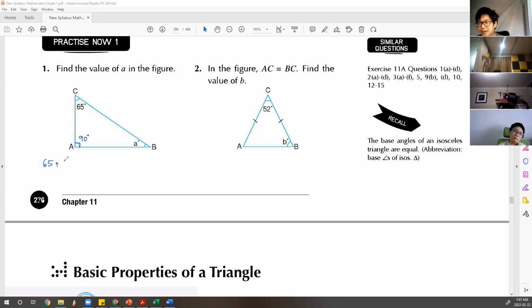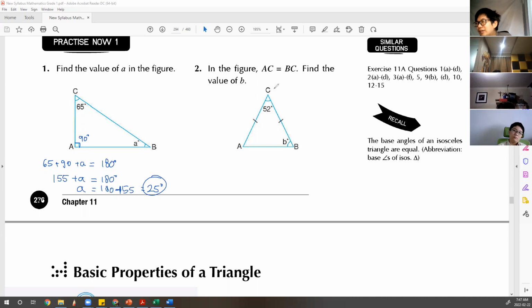Like, write it first. Plus A is equal to the sum of the angles in a triangle, 180. This is 65 plus 90, 155, plus A equals 180, and A is 180 minus 155, right? And it is equal to 25. That's all. We get A.